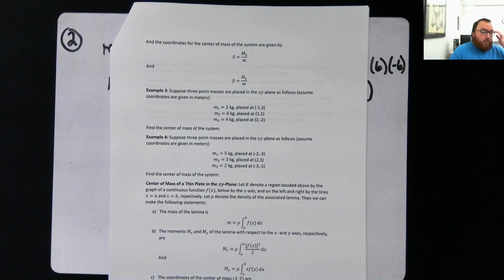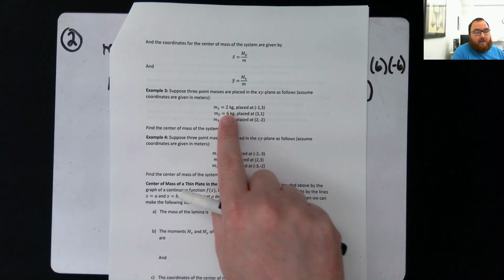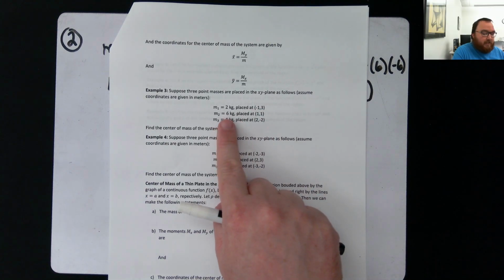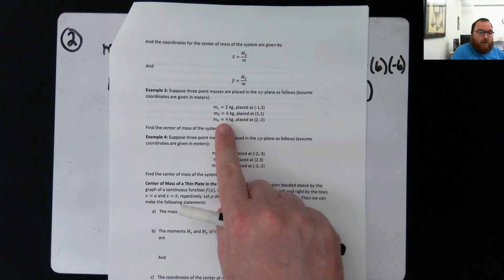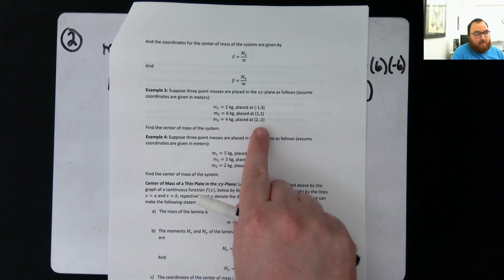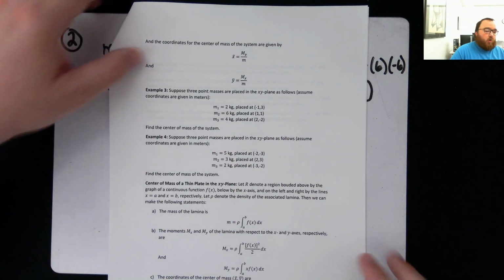Example number 3, suppose 3 points are placed on the plane like this. The mass of 2 is placed at -1, 3. A mass of 6 is placed at 1, 1. And then a mass of 4 is placed at 2, -2. So let's work this out.